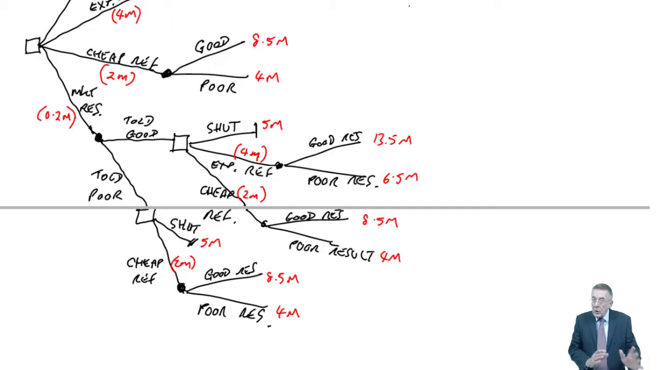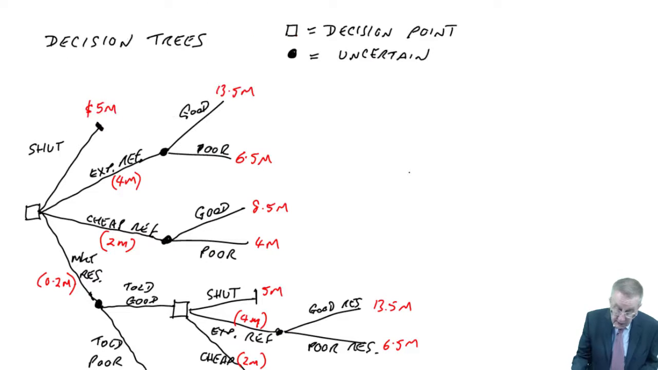So I hope that's clear. I've put all the amounts in. Do note, please, that some people do it a tiny bit differently, but it gives the same end results. I'm showing each flow separately. So if you go back to expensive refurbishment, I'm saying you'll pay 4, and then either you'll get back 13.5, which means a net 9.5 million, or you pay out 4 and get back 6.5, a net 2.5 million.